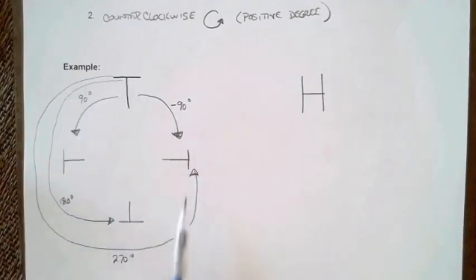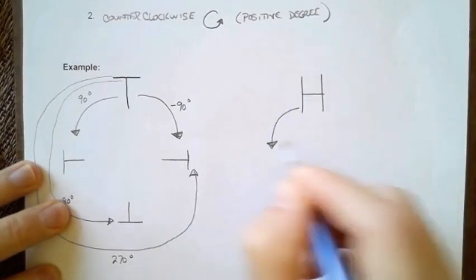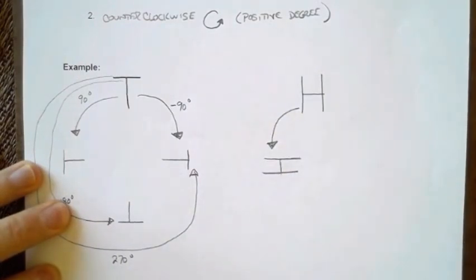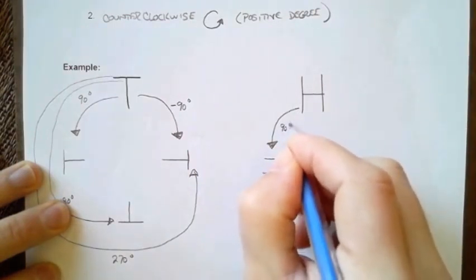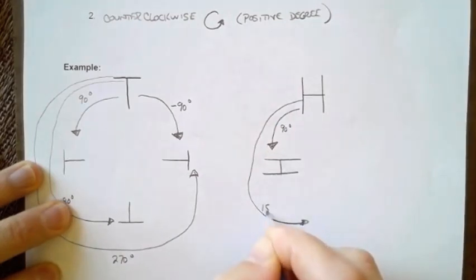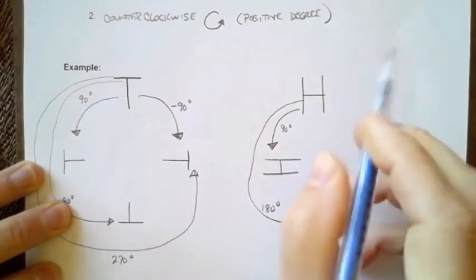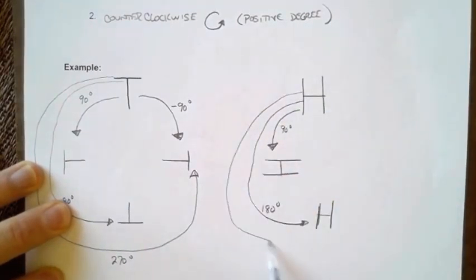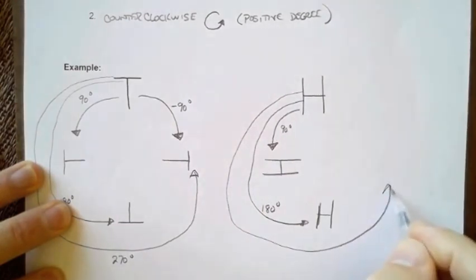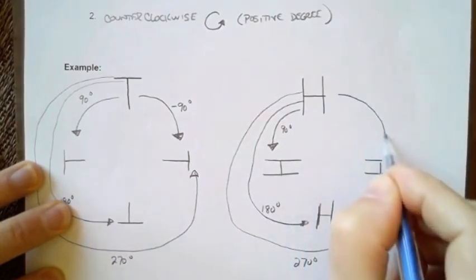The same thing could be said here for your letter H. You could move 90 degrees clockwise to get an image that looks like that. That's 90 degrees. You could rotate it 180 degrees, and then you get an image that looks like this. Or you could rotate it 270 degrees, and then you would get an image that looks like this. And again, to go from here to here, that would be a negative 90 degree rotation.